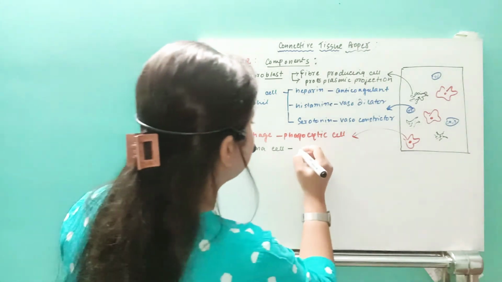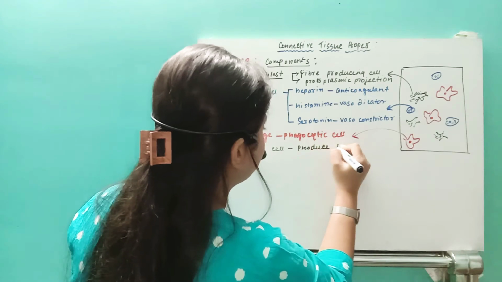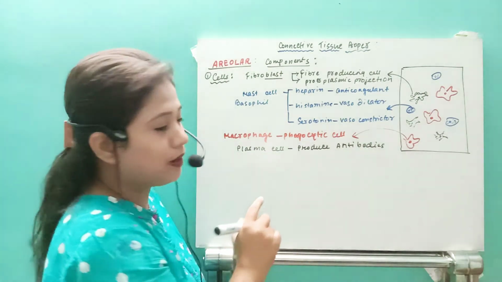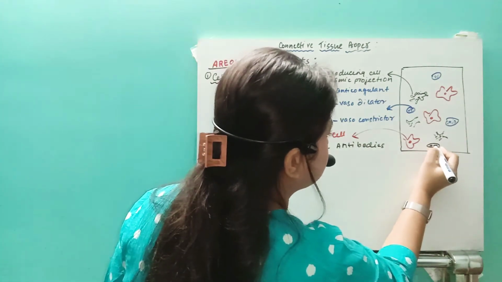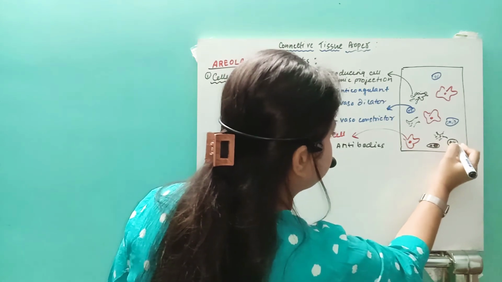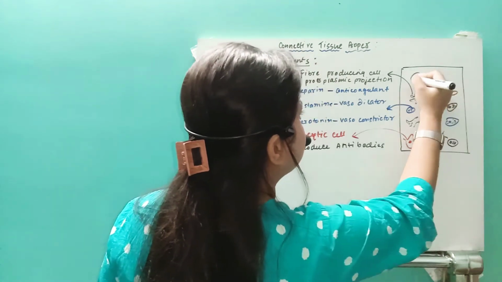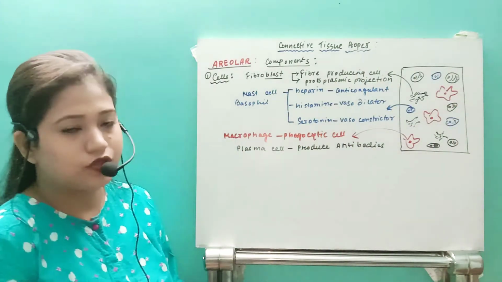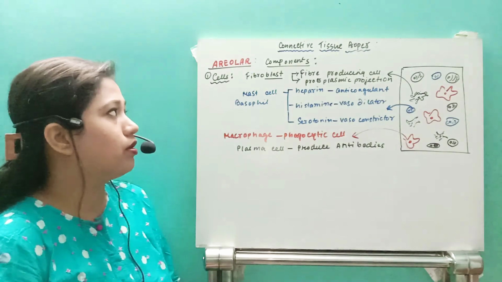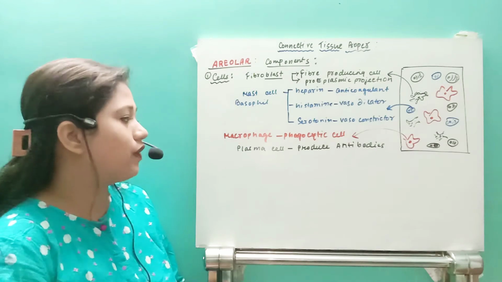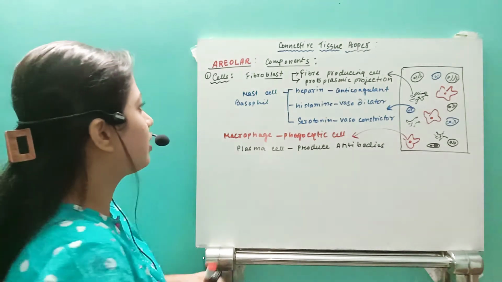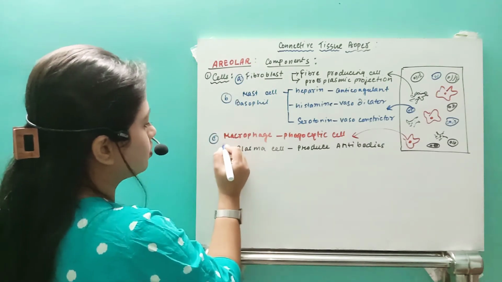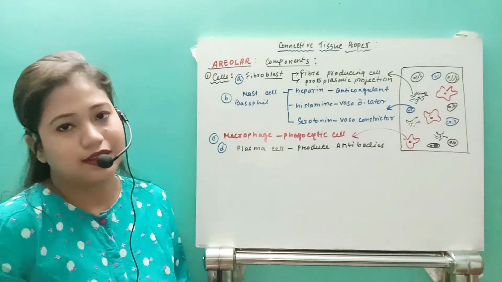So this plasma cell will produce antibodies. Okay, so these are producing the antibodies. So this is the plasma cell. Okay, I will draw this plasma cell like this. It is the plasma cell. Okay, so these are the four types of cells you will get in irregular connective tissue. These 4 types of cells are very much important. Remember, fibroblast, mast cell, macrophage and plasma cell. So these are the 4 types of cells. Remember, fibroblast, mast cell, macrophage and plasma cell. Right? So these are the cell components.